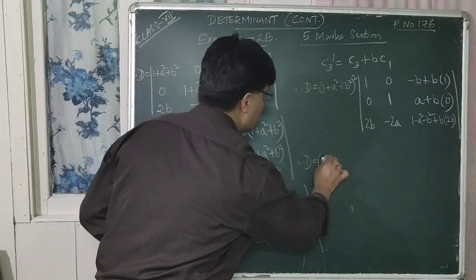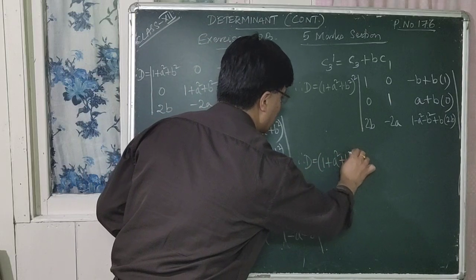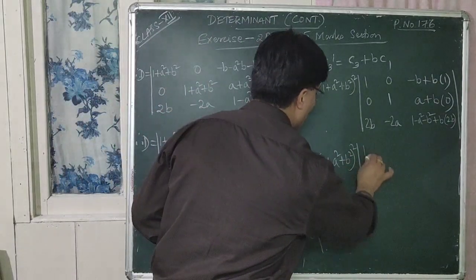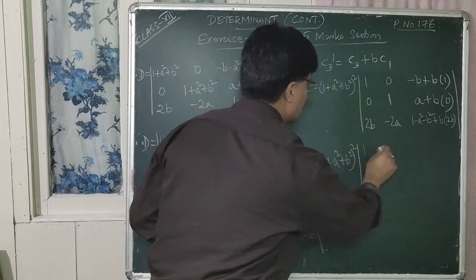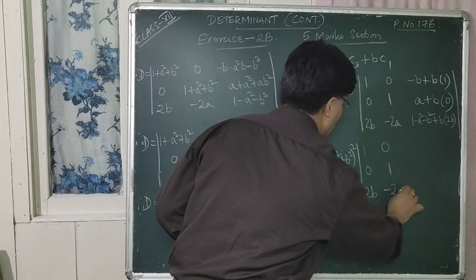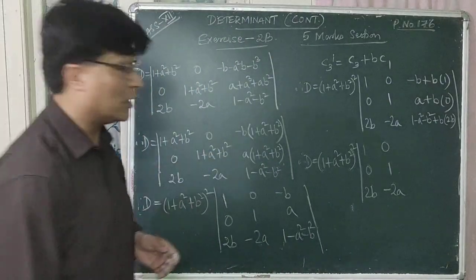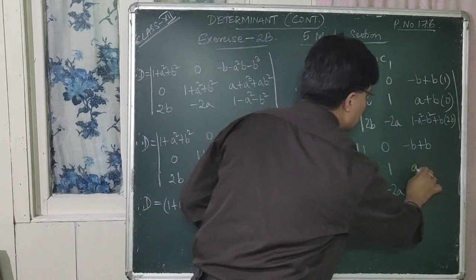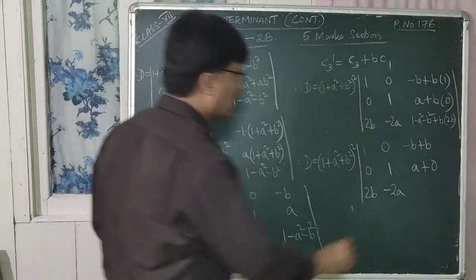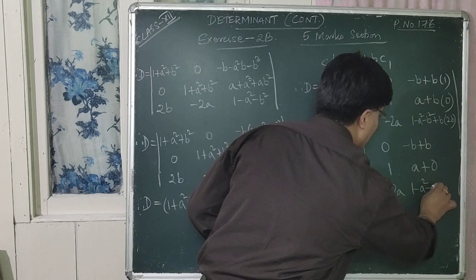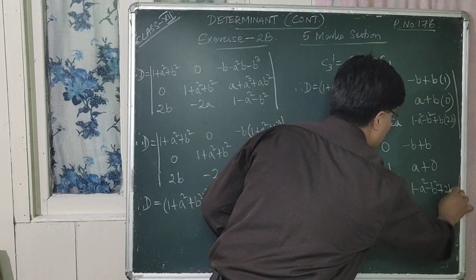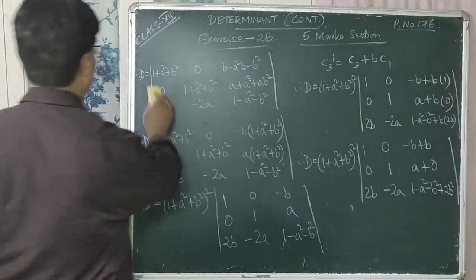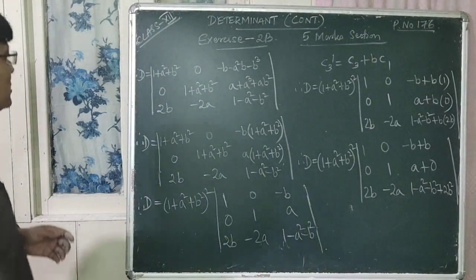Therefore, D is equal to 1 plus a square plus b square whole square, right? What is the first column? 1, 0, 2b. What is the second column? 0, 1, minus 2a. What is the third column now? Minus b plus b, right? This is a plus 0, okay? Then 1 minus a square minus b square plus 2b square. Determinant sign is closed. Understood? So let us simplify it.